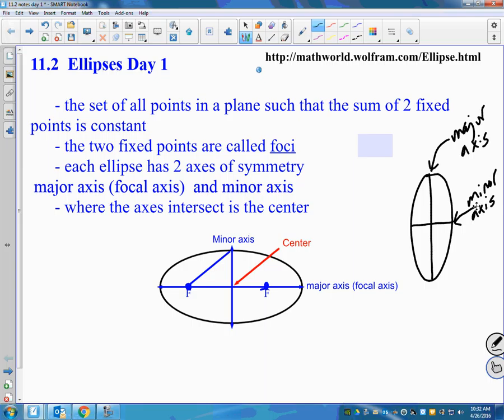So, depending on which way is bigger, that's how you know which way your major and your minor axis are. Your foci over here would be vertical now, because your major axis would be going vertical. Your center is going to be where those intersect. The distance from the center to a focus is C. The distance from the center to the point on the minor axis is B.